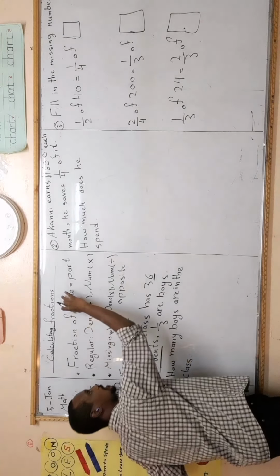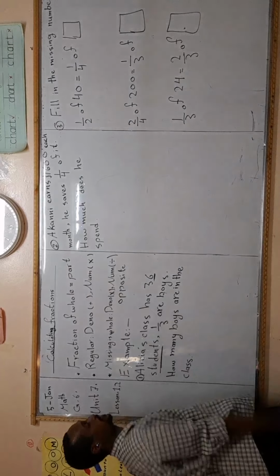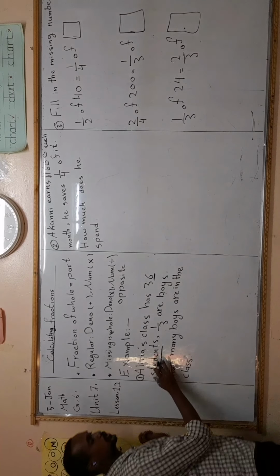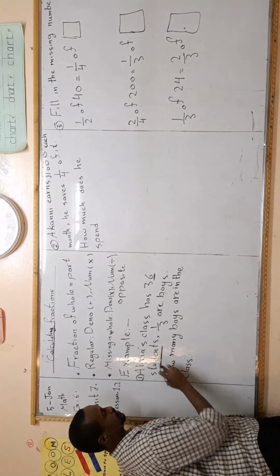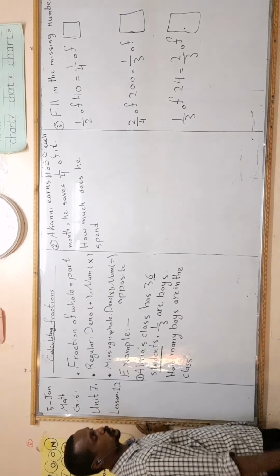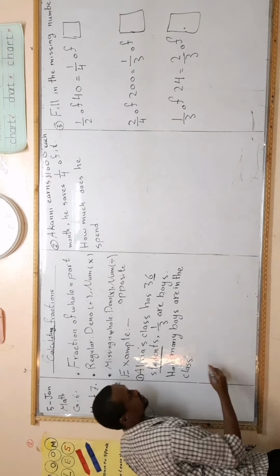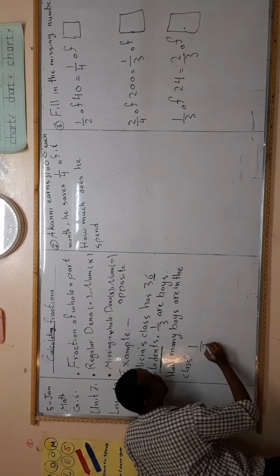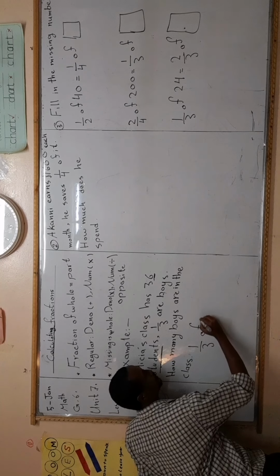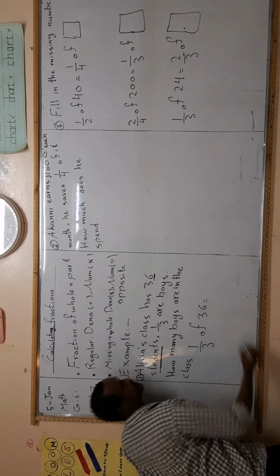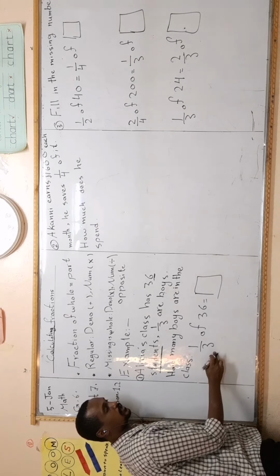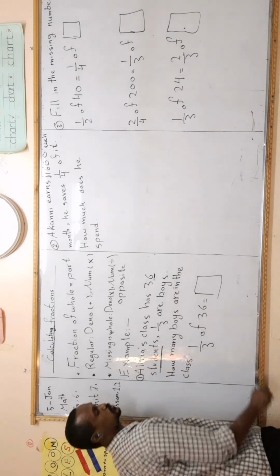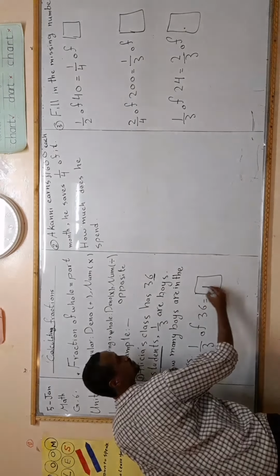Have they given us whole or part? According to the question, students is the whole, boys is the part. So which one is given? Students. So the missing is boys. So it will be 1/3 of 36 equals what? This is the missing one. 36 divided by 3 equals 12. 12 times 1 equals 12.